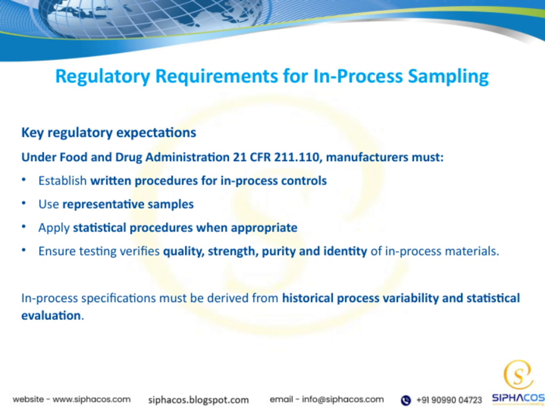The goal of all this testing is to verify that our materials meet quality standards, including strength, purity, and identity. Additionally, in-process specifications should be based on historical process data and statistical evaluation. This helps us set realistic and scientifically supported criteria for quality. Overall, these requirements are about building a robust, compliant process that guarantees product quality from start to finish.